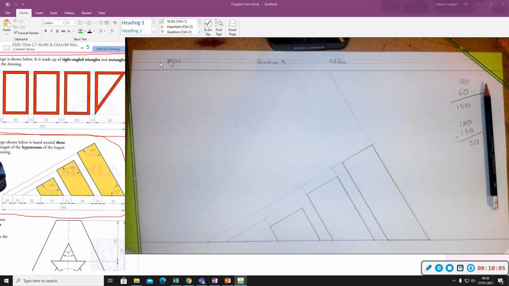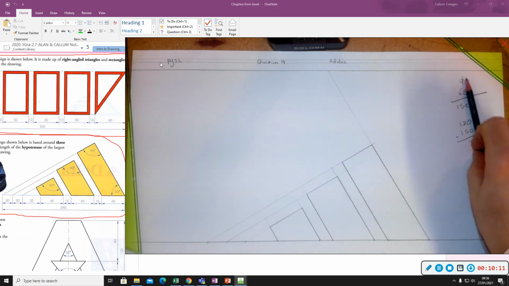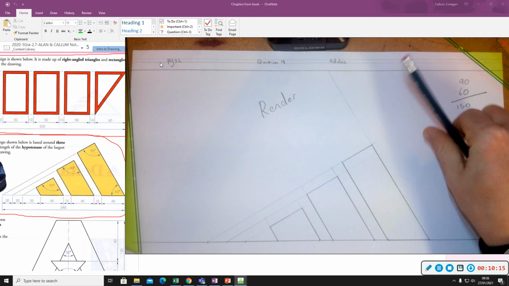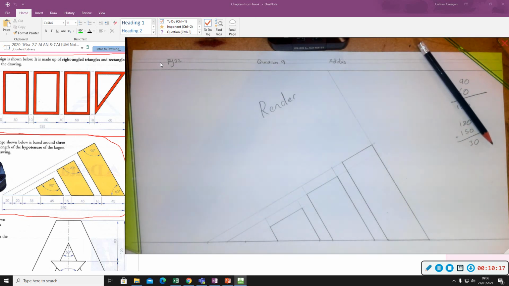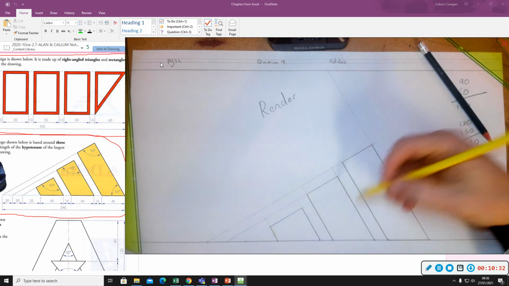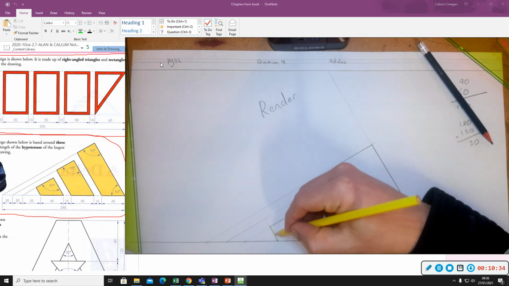Obviously I need to render this. And if some of you are wondering what the hell does render mean, that's how it's spelled. Render is basically making something lifelike, or adding color to it. So now I'm just going to add some color. I'm going to pick a direction. As I said last time, I'm going to go this way.